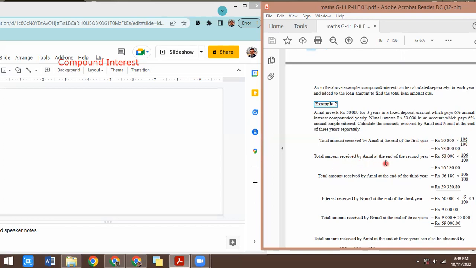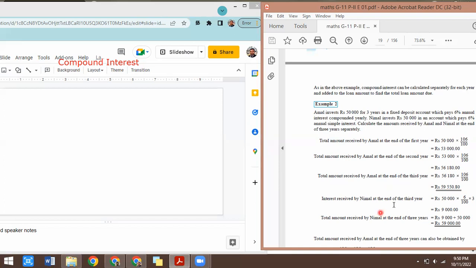The total amount received by Amal at the end of the second year. So second year, the balance will be 53,000 and the interest calculated will be 106 over 100, which is 56,180 rupees. So that will be the amount at the beginning of the third year. So at the end of the third year, the total balance will be 56,180 times 106 over 100. That is 59,550.80 rupees. So that is the final amount that Amal receives at the end of 3 years.